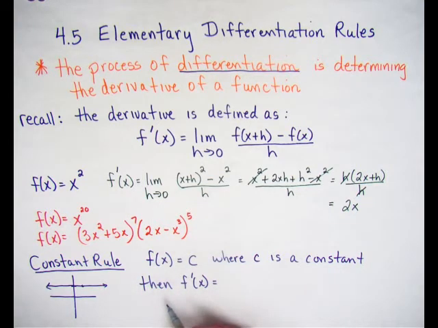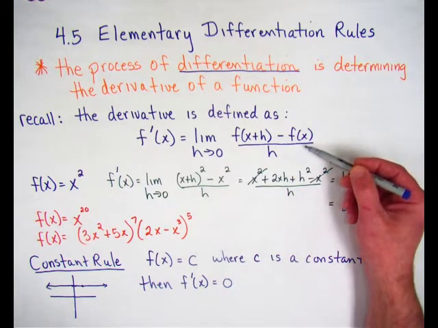So all this first rule says is that if you want to take the derivative of a function and the function is just a constant c, then the derivative is just 0. Now the actual proof of this rule would come from using the definition of a derivative up here.